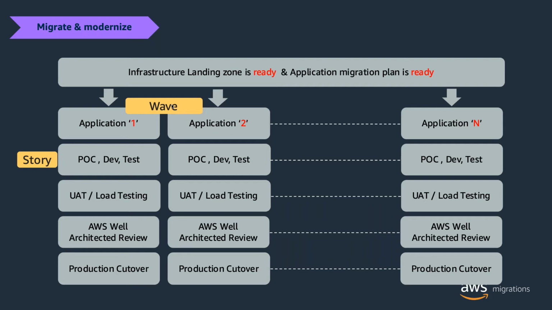But the idea here is to always start with 1 or maybe 2 to 5 applications at the beginning. Take these 2 to 5 applications and run them through the migration pipeline, which essentially is creating a POC, dev test, load testing, running a well-architected review, and doing a production cutover. Once we do these 2 to 5 applications, you develop that muscle memory to see what is the best suited process for your company and for your teams, the way you're organized. And once you identify and streamline that process, you can simply rinse and repeat it for the rest of the applications as well.